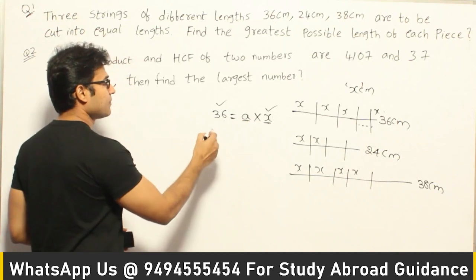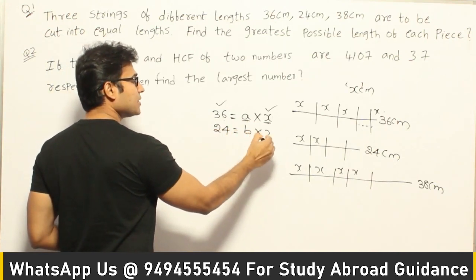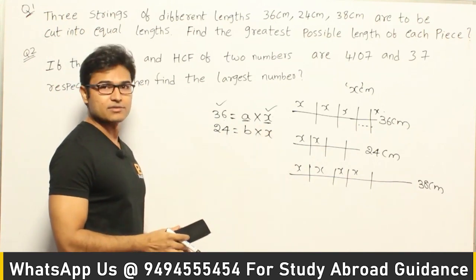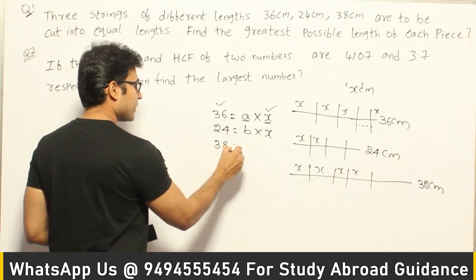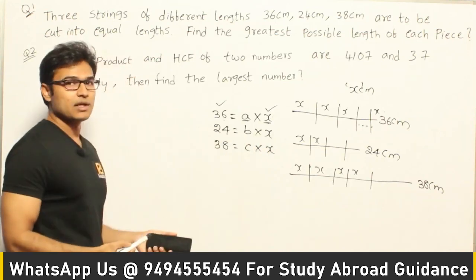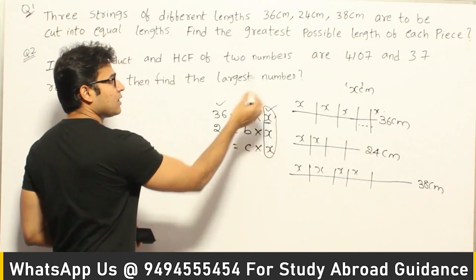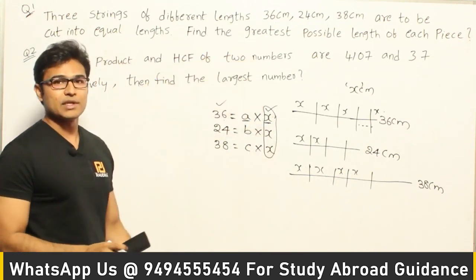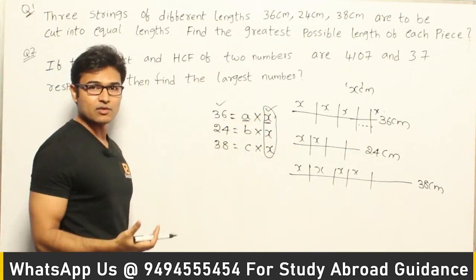For the same reason, x should be a factor of 24. Otherwise there will be a small part remaining, which will lead to unequal sizes. And for the same reason, x should be a factor of 38 as well. Now if you see this, x is a common factor of all these three. And they are saying to find the greatest possible length, which means we need the largest value of x.